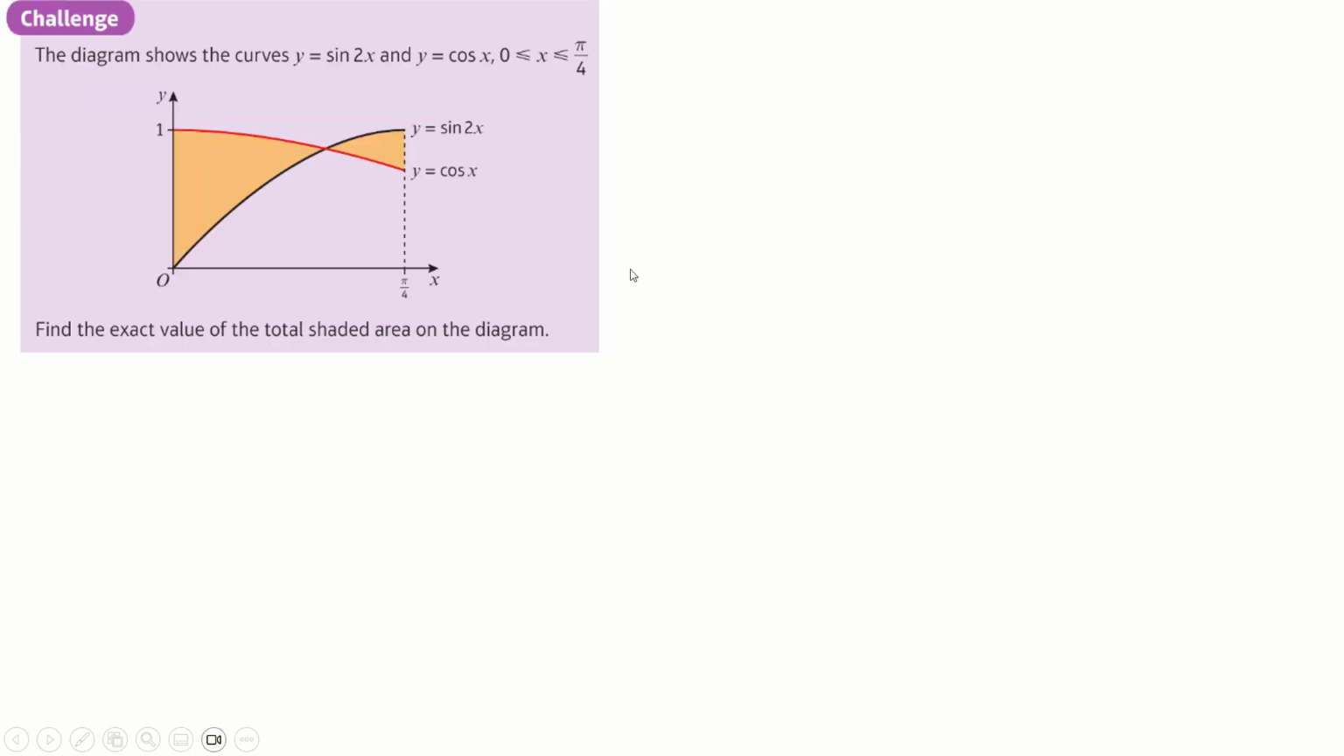Next one, to find this area here, we're going to need to find this intersection here.